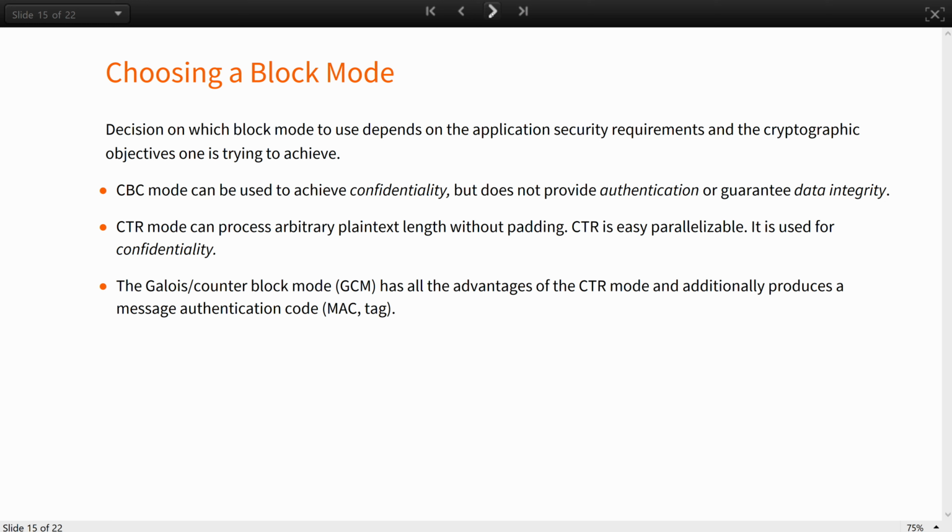On the other hand, the counter block mode can process arbitrary plaintext lengths without a need for padding. It is a solid choice with no significant flaws currently known. Another advantage of counter mode is easy parallelization of encryption and decryption. Similarly to CBC, it is used for confidentiality. The Galois counter block mode has all the advantages of the counter mode and additionally produces a message authentication code. Galois counter mode is an efficient way to implement authenticated encryption in symmetric ciphers.